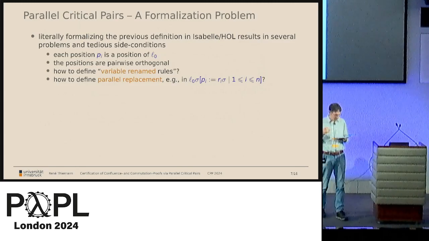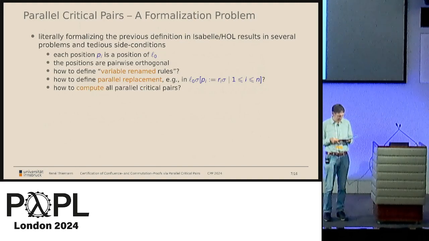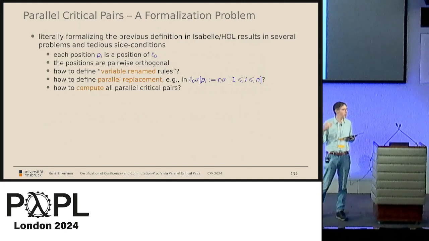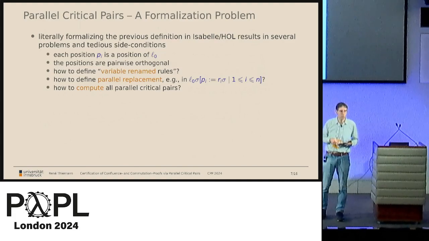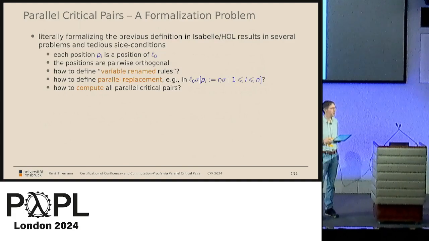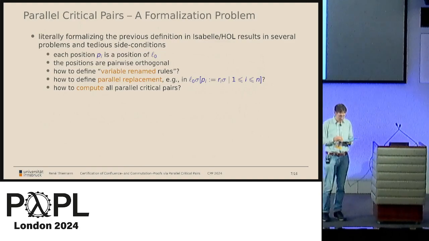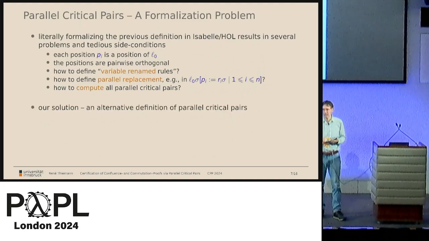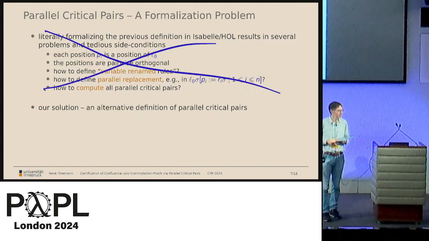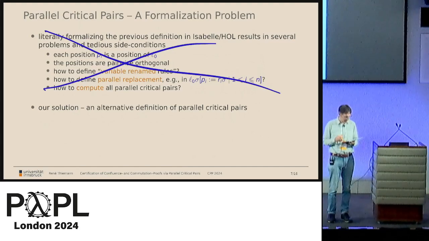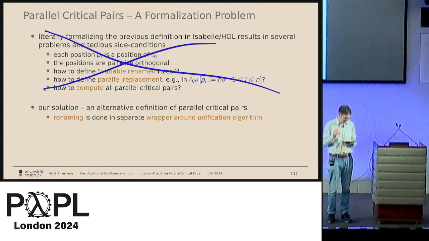And once we have this, how do we get an algorithm which actually computes for us the set of parallel critical pairs? So all of this needs to be set up, and we initially tried to do this literally as it was defined, and it was a mess, and it was no fun, and we abolished this definition. So our solution, therefore, really is: forget about this definition, it's not a good definition. So switch to a better one, and here it comes.